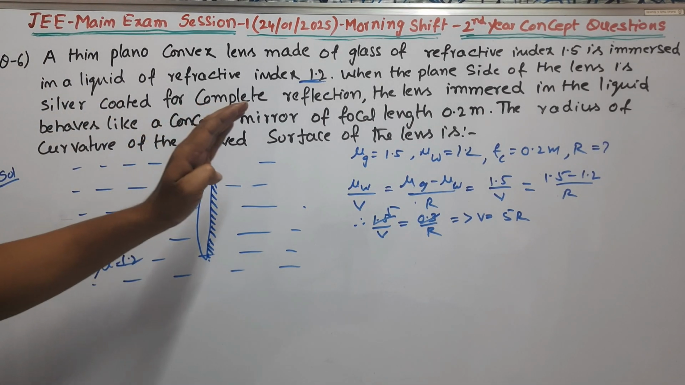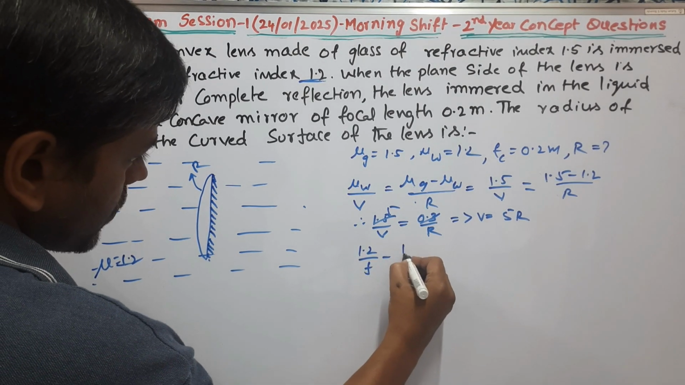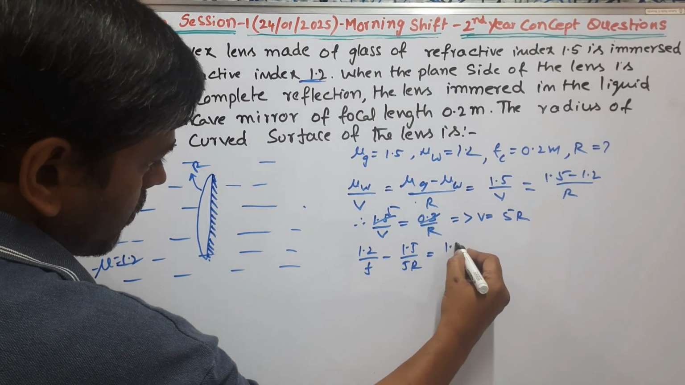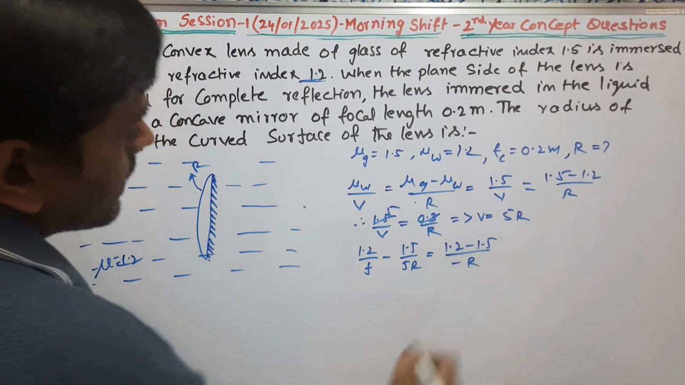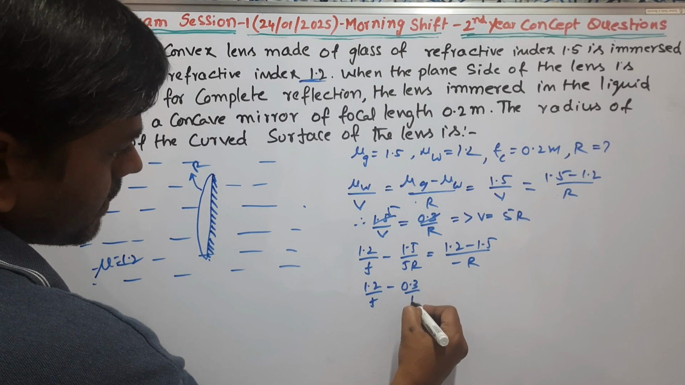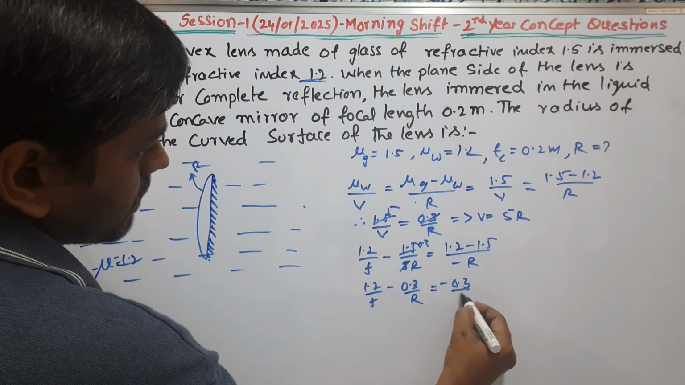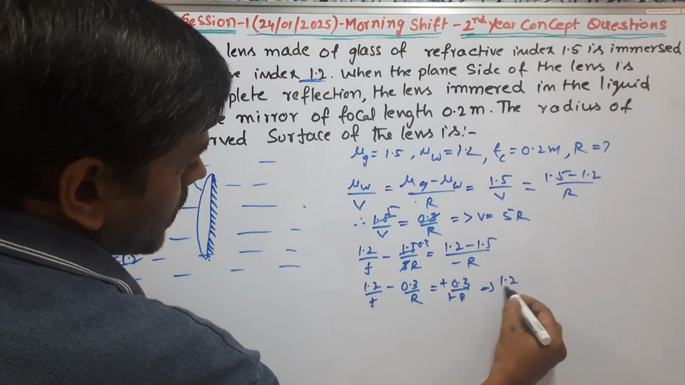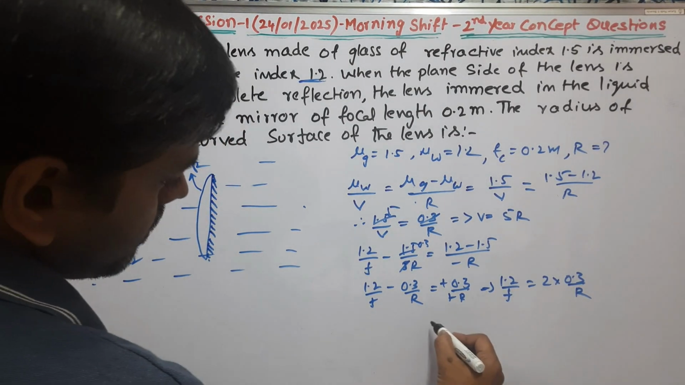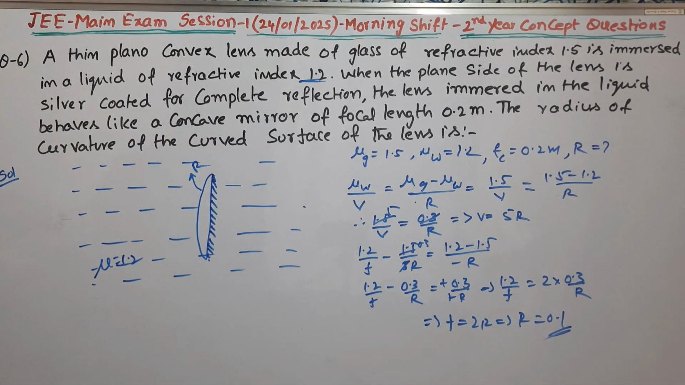Later, for complete reflection, the formula: 1.2 by F minus 1.5 by 5R, that is 1.2 by F minus 0.3 by R, is equal to minus 0.3 by minus R. The minus signs cancel, that implies 1.2 by F is equal to 2 into 0.3 by R. That implies F is equal to 2R, that implies R is equal to 0.1. So this is the answer for this question.